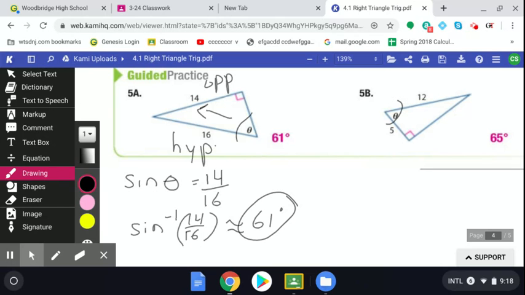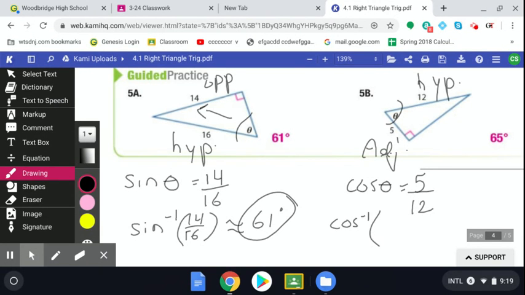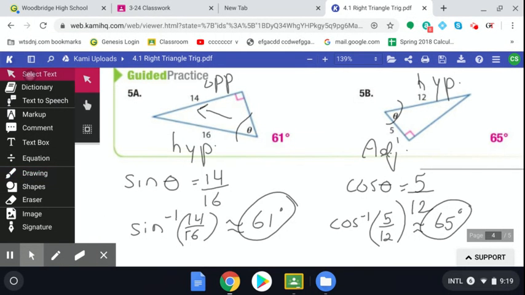5b, here's the angle. So this side here is adjacent. This side here is the hypotenuse across from the right angle. So I'm going to use cosine. So cosine theta is equal to 5 over 12. Then once again, I'm looking for the angle. So use inverse trig, cosine -1, 5 over 12. And that should give you about 65 degrees. Okay?